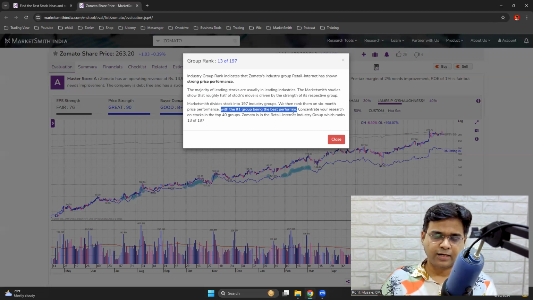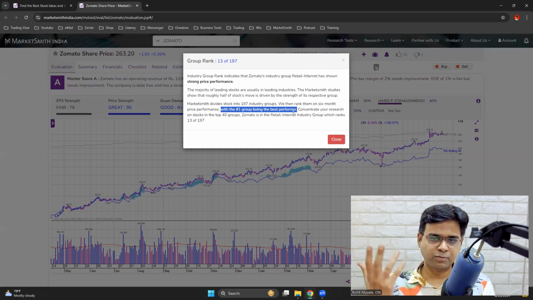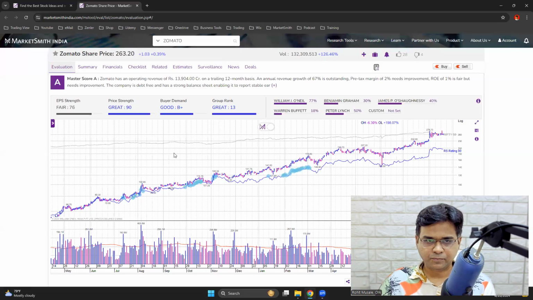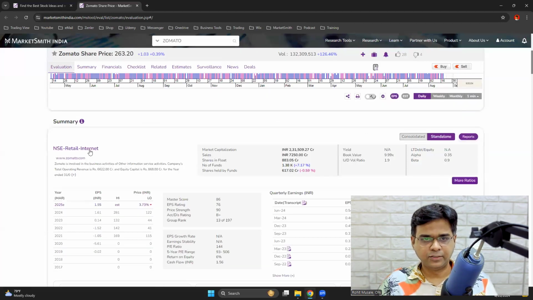Okay. So they are telling you how they are calculating the performance of an industry. They look at the 6-month performance of each of these 197 industry groups, and then they just rank them based on the 6-month performance. Very simple. Okay. Now, if I close this, let's go to the industry, I click here.